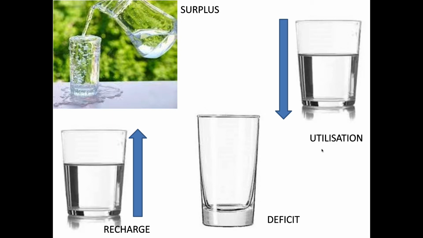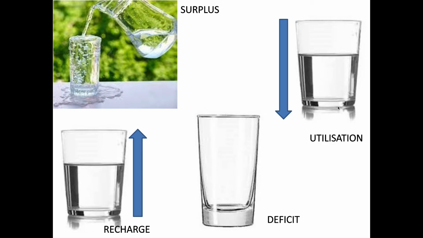You're using it, utilising it. So the amount of water is going down. It might get to the point where you run out of water. There is in fact none left, and we call that deficit. Now, before we can go back into surplus, we've got to fill our glass back up again, haven't we?